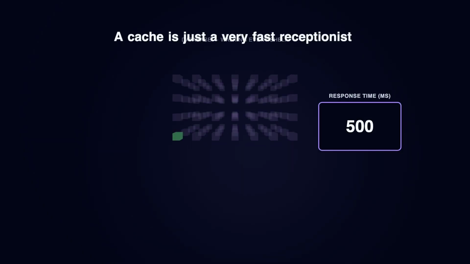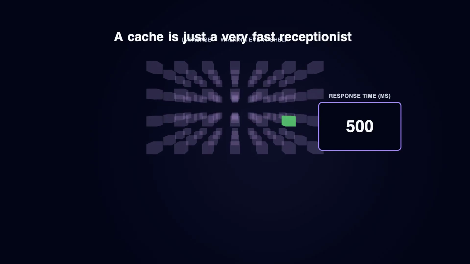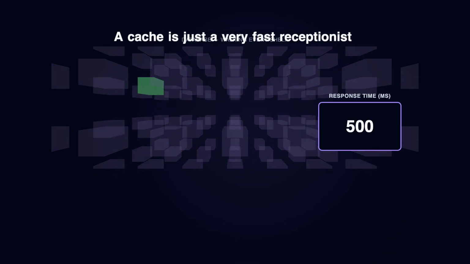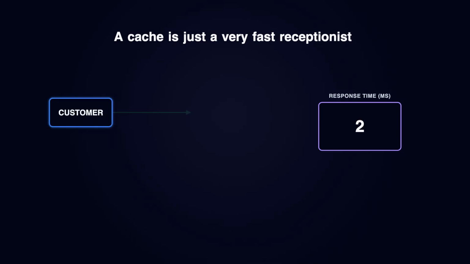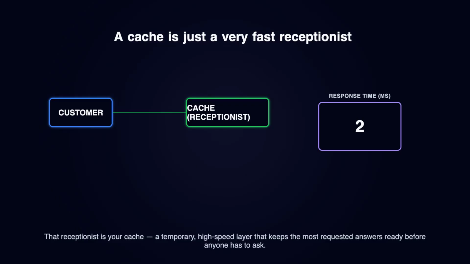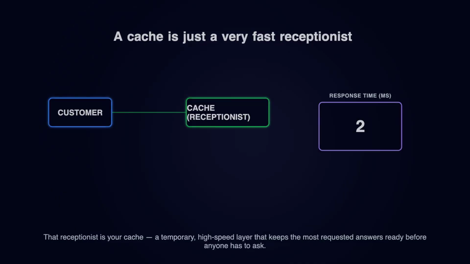Think of a database as a massive warehouse. Every piece of information stored somewhere inside, and finding it takes time. Now imagine a receptionist at the entrance who already has the most requested files ready. That receptionist is your cache, a temporary, high-speed layer that keeps frequently accessed data closer to your application.